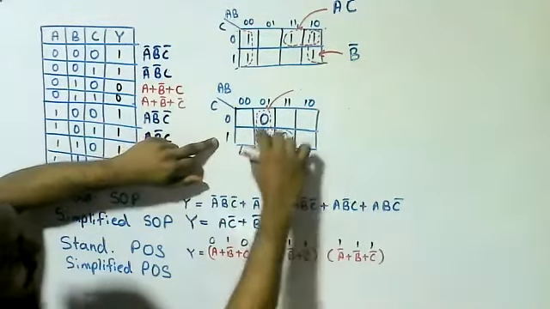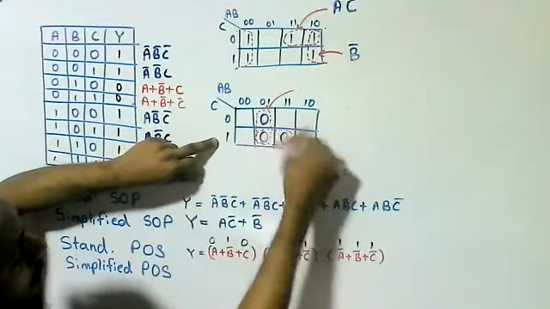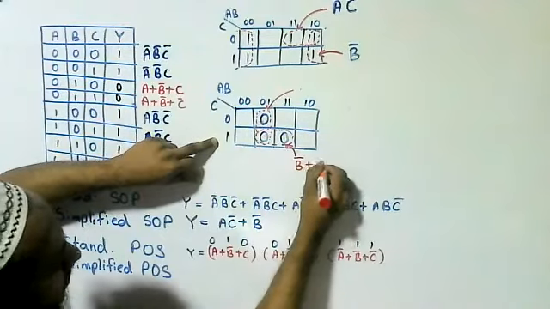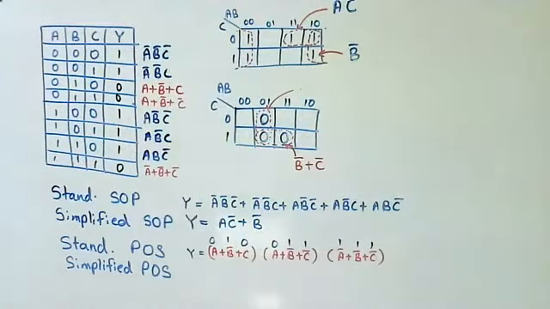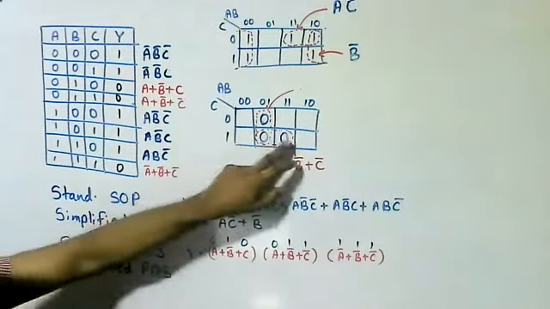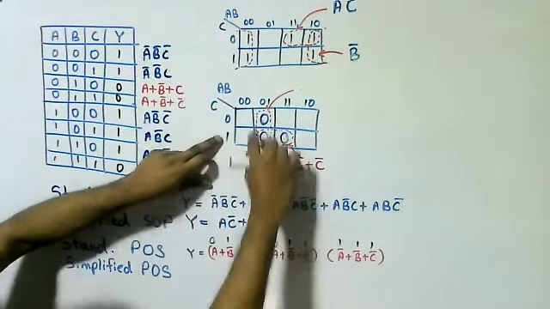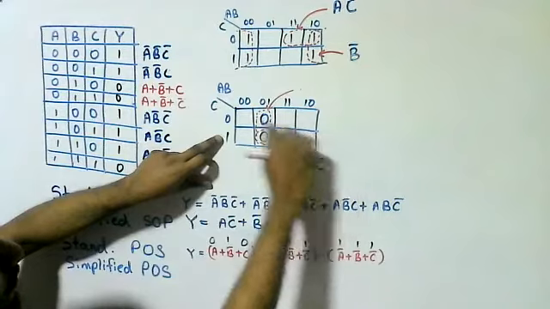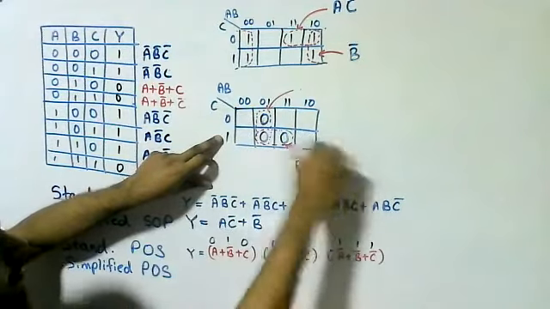C equals 1. Within this group, the value of C is not changing, so therefore plus C bar. Within this group, the value of C is not changing. It is always 1. So therefore, we have to take plus C bar.